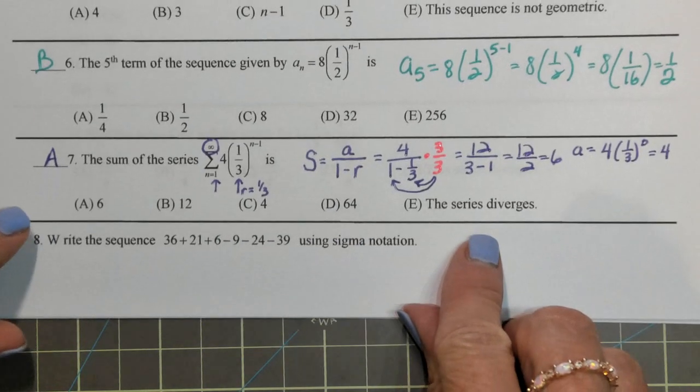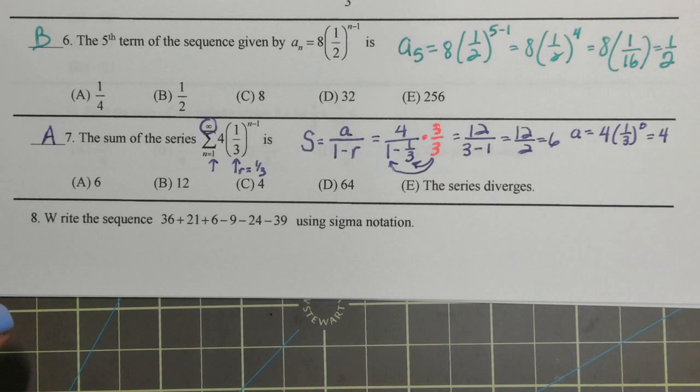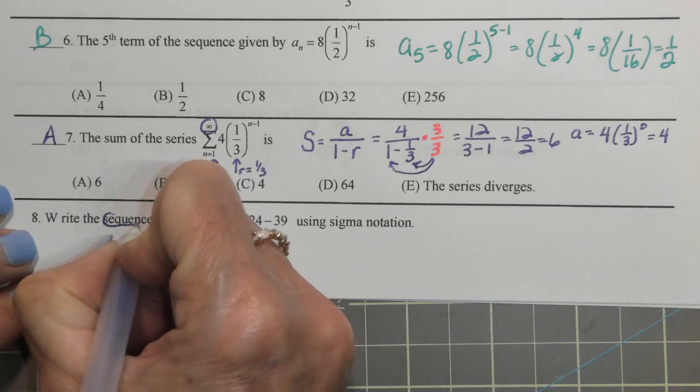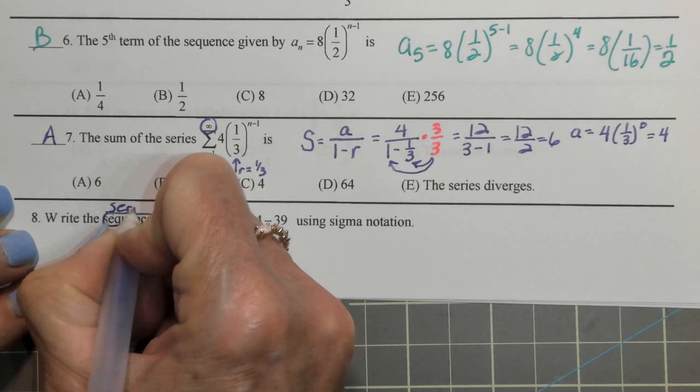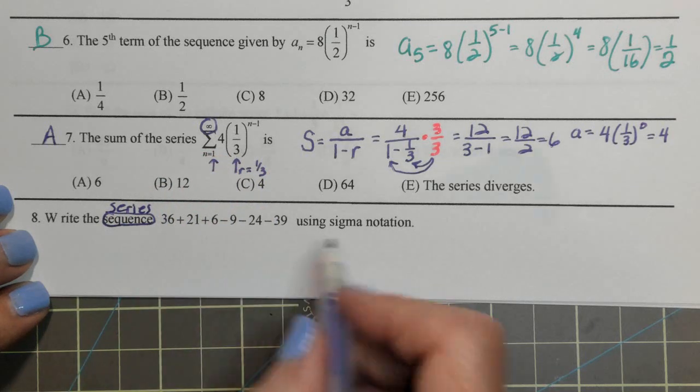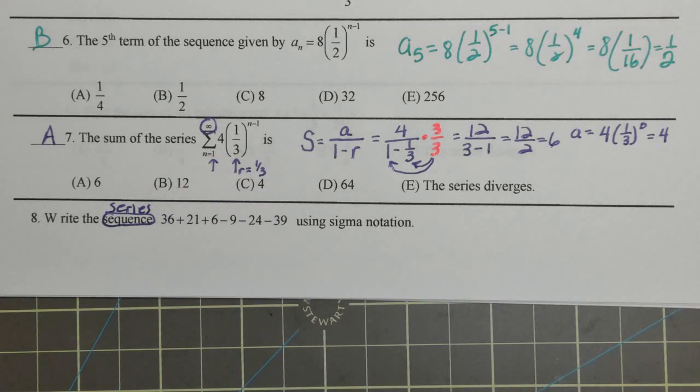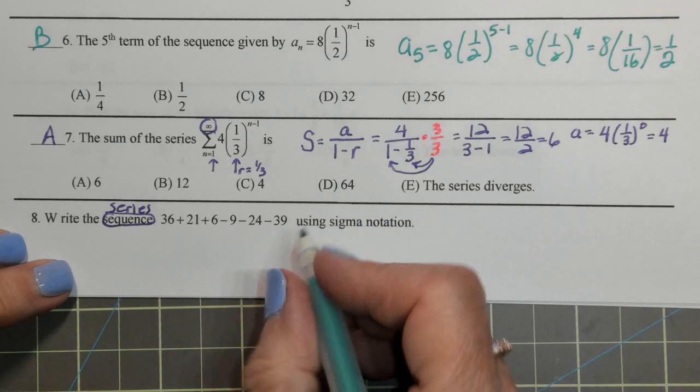Okay, let's write this sequence. Actually, that's a typo. This should say series. We need to correct that because it is a series. A series is a sum or difference of terms. Okay, so let's write this series using sigma notation.